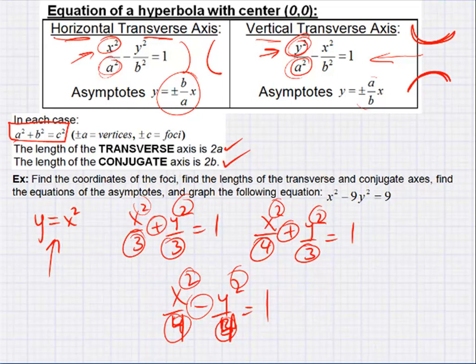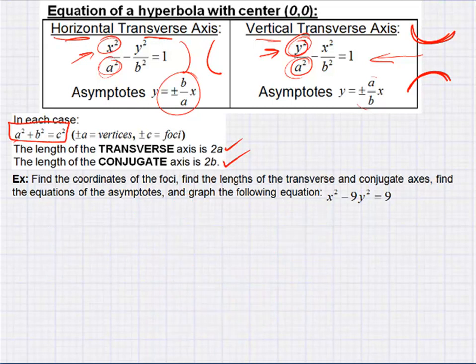So let's look at a question. Find the coordinates of the foci, find the lengths of the transverse and conjugate axis, and find the equations of the asymptotes for this particular graph. Well, one, this isn't in the form we want, right? All these things need to be equal to 1. So if I divide by 9, I get x squared over 9 minus y squared over 1 equals 1.